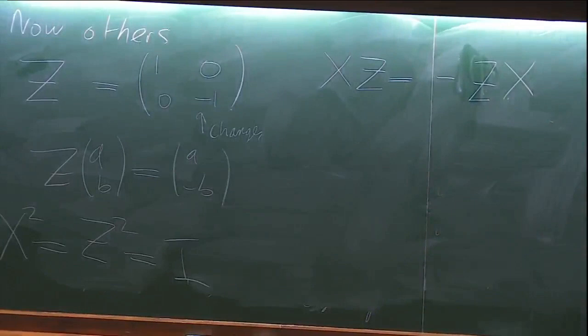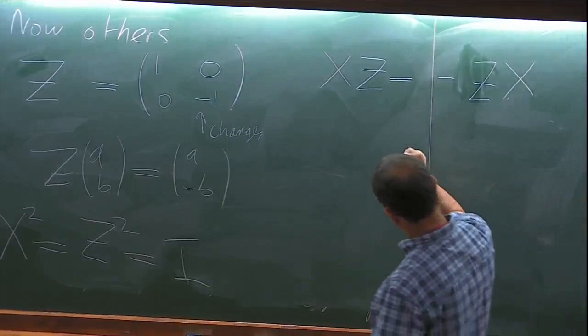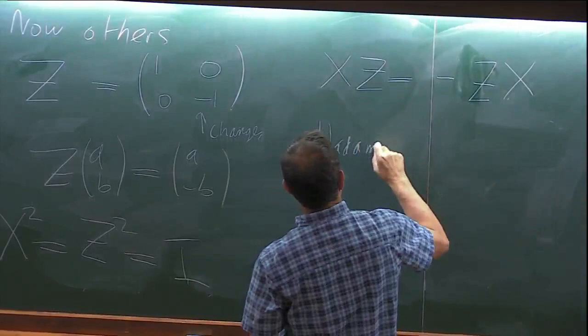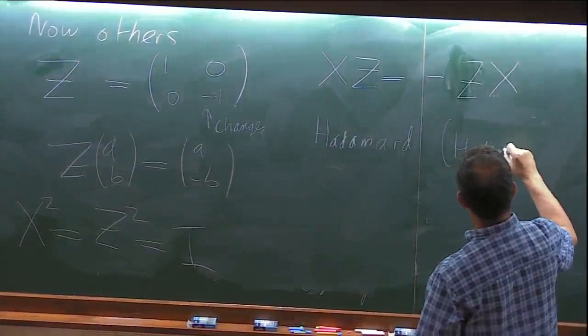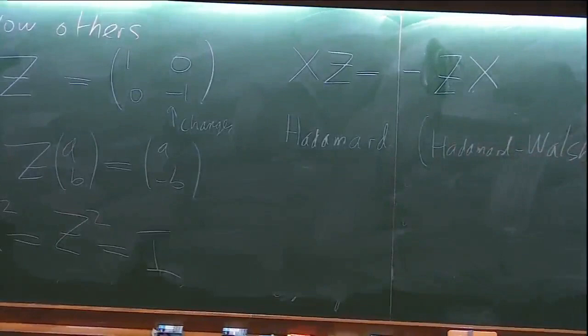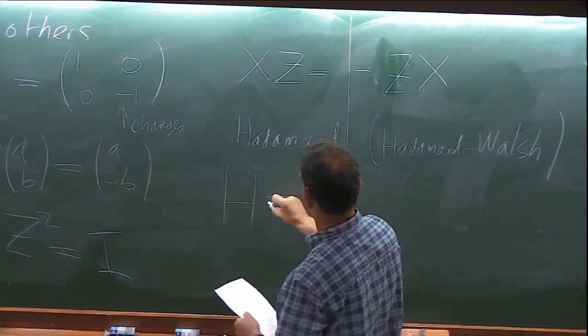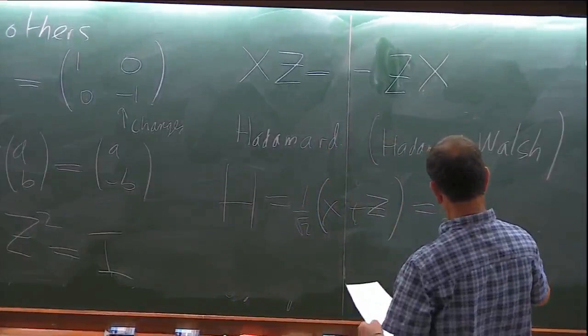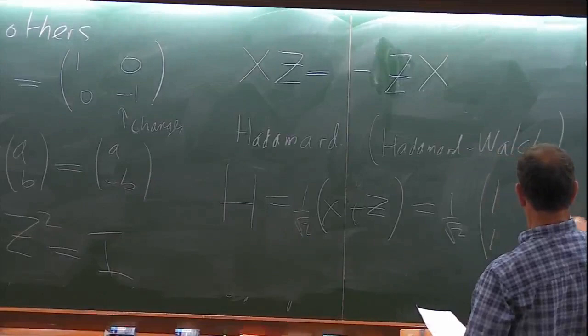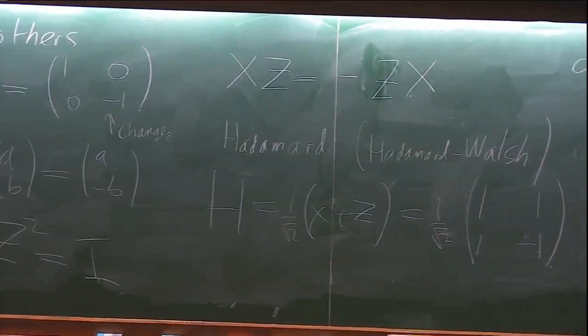Now, the next one I'm going to write down is very important. It will figure extensively in what follows. It's called the Hadamard gate, sometimes called Hadamard-Walsh. And capital H for Hadamard, and it's 1 over the square root of 2 times (X plus Z). So this is 1 over the square root of 2, times the matrix 1, 1, 1, minus 1. So the minus 1 here is changing the phase of the one component, that comes from Z.